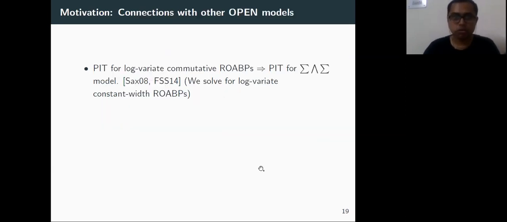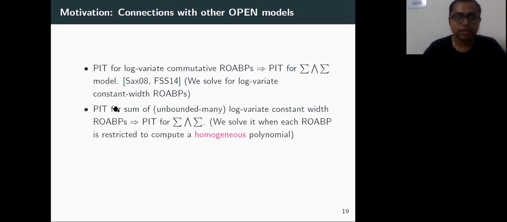I also want to show connections with other PIT models, which are still open. For example, the one I already mentioned, that PIT for log variate commutative ROAPs implies PIT for the diagonal depth 3 model. So we solve for log variate constant width ROAPs in our paper. Another connection is PIT for a sum of unbounded-many, unbounded again meaning input bounded many, log variate constant width ROAPs, combined restriction, but the sum is unbounded. PIT for that model also implies PIT for diagonal depth 3.